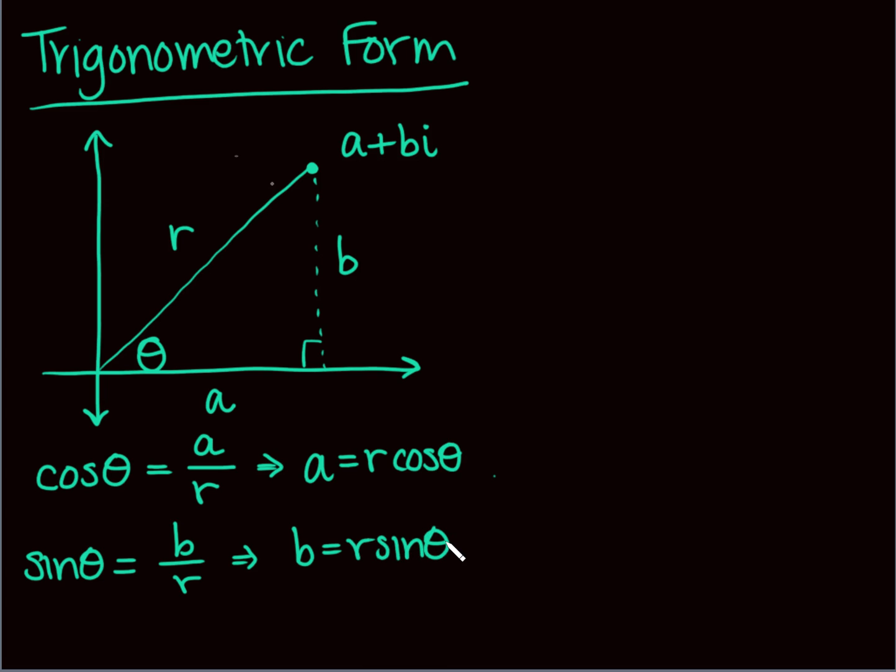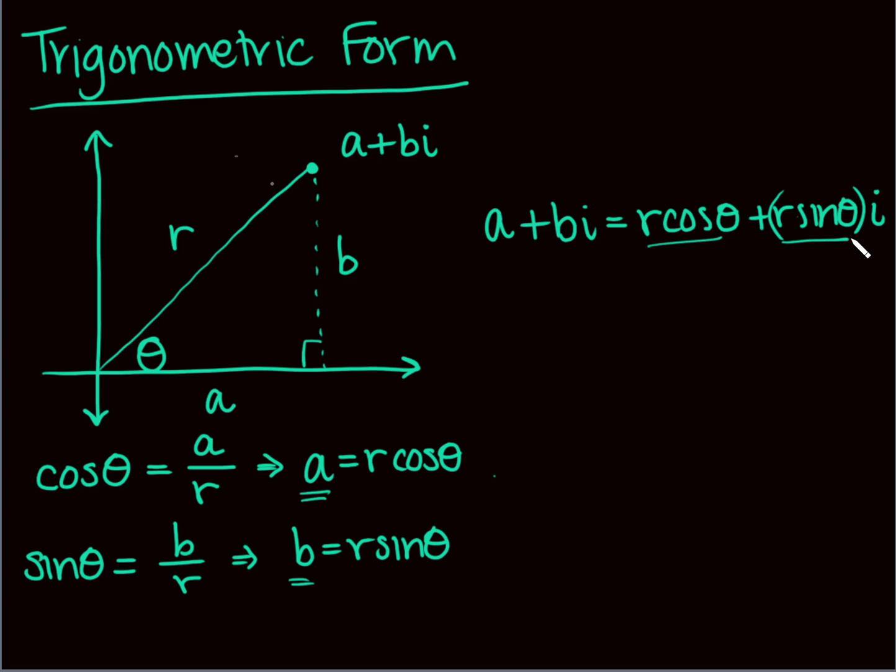Okay, guys, so here's where we get our trigonometric form. Notice I have a now and I have b. So I can rewrite a plus bi as, what is a? It's r cosine theta. What is b? It's r sine theta, and then I have this times i. I'm going to put little parentheses here to really stress that I'm not taking the sine of theta i. I have r sine theta times i. That's my a and that's my b. And I'm just going to rearrange this a little bit to make it look like we normally do it.